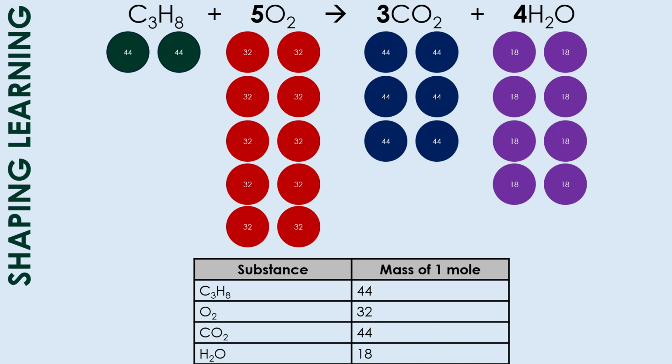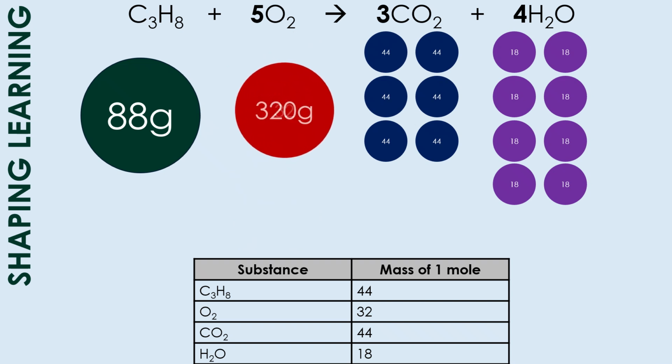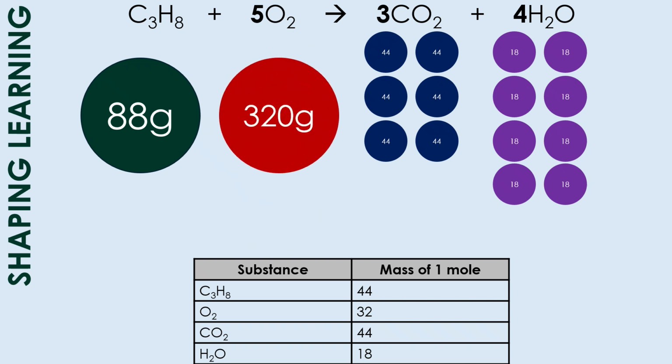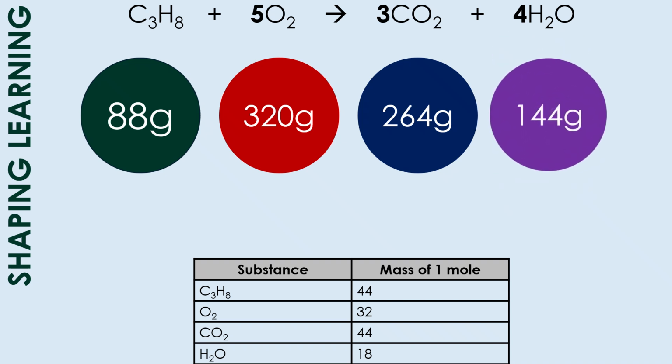So what this tells us is that 88 grams of propane reacts with 320 grams of oxygen to make 264 grams of carbon dioxide and also 144 grams of water. And I've converted there the moles into the mass of what that number of moles weighs.